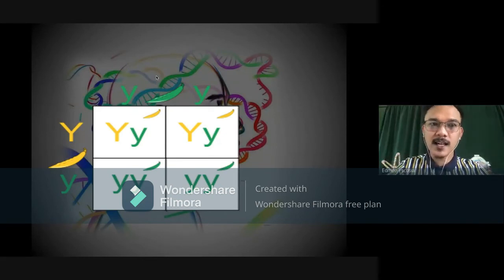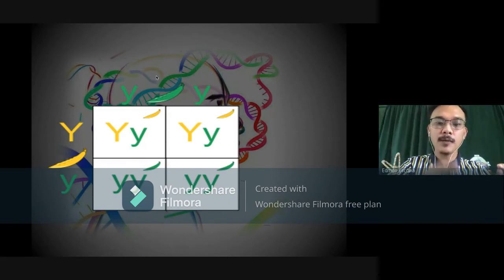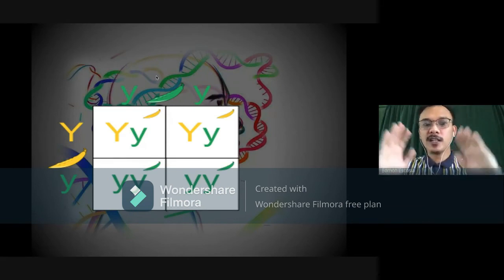So it's just easy actually for us to predict the percentage genotype just basing on the resulting Punnett square of the offspring. So that is correct. 50% capital Y, small y, and then 50% small y, small y. That is for the genotype.